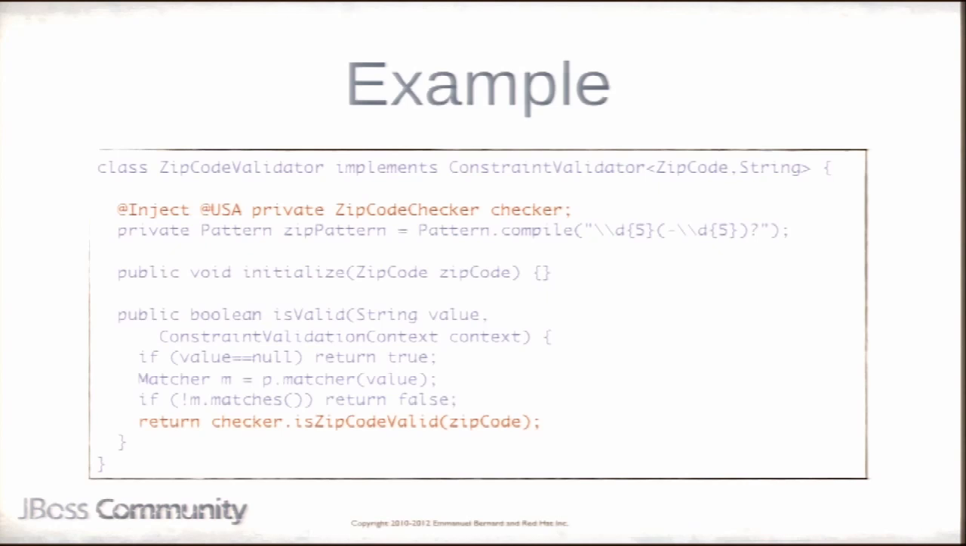Let's look at an example. Going back to my zip code validator example here, I'm doing some basic validation first, but then I've got a dedicated service that actually checks for the zip code validation. If, let's say, it's the US, I've got an actual zip code checker that goes to USPS and verifies that the zip code is valid beyond my regular expression validation. So what I do is simply use the @Inject, just like I would do in any CDI component, and then use it within my isValid method, or initialize if there is a need for that. Okay?